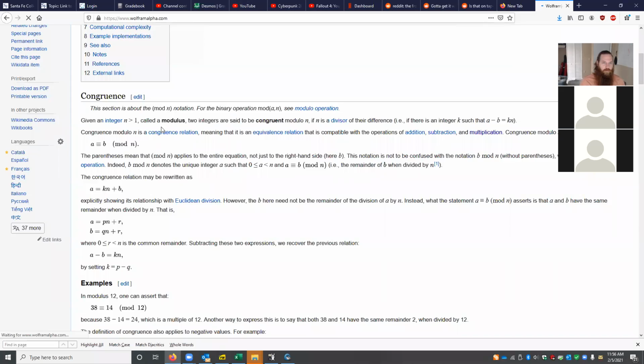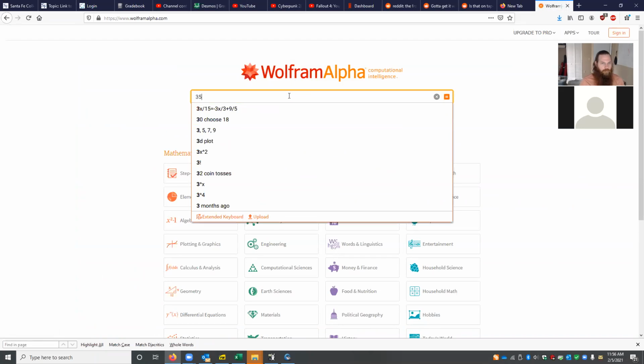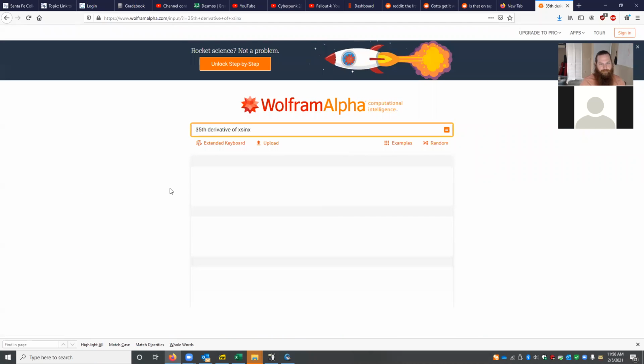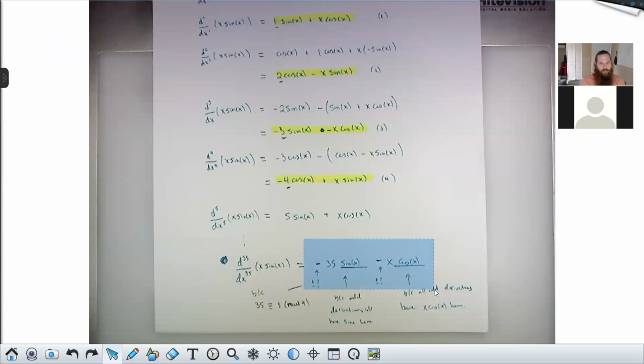There are tools that are good for checking this sort of thing. I know there's lots of other ones, but Wolfram is still the nicest. So we could ask for the 35th derivative of x sine x. And you'll see here it really is negative 35 sine x minus x cos x, as we deduced.